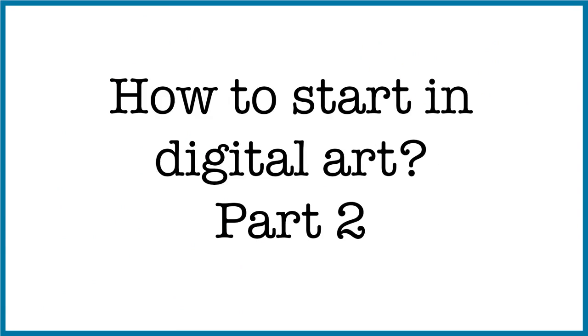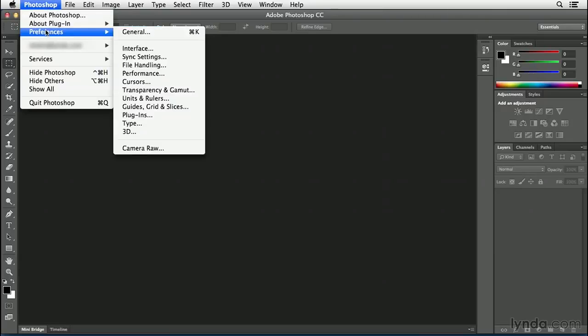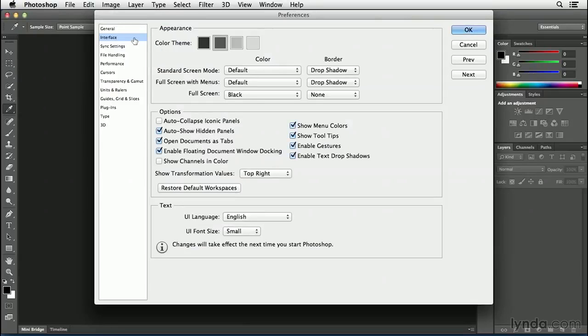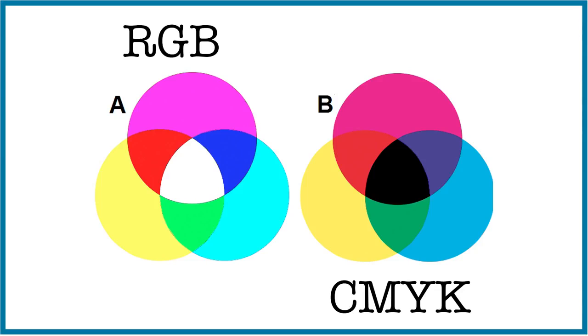In our next episode of How to Start in Digital Art, we'll give you a quick introduction to the interface of Photoshop and how to create an ideal workspace for digital art. We will also cover the color modes RGB and CMYK with a brief introduction to color.